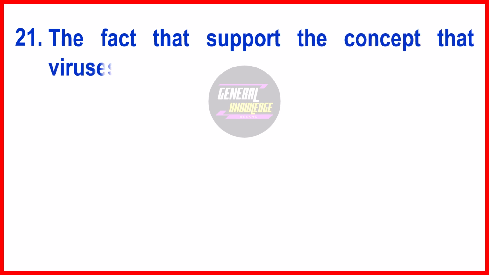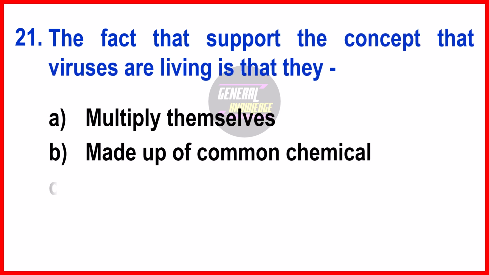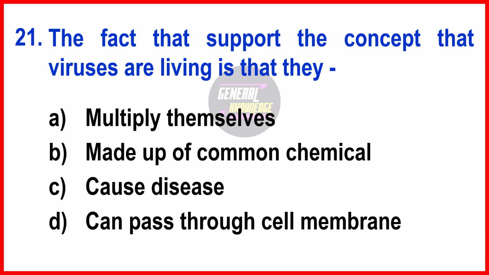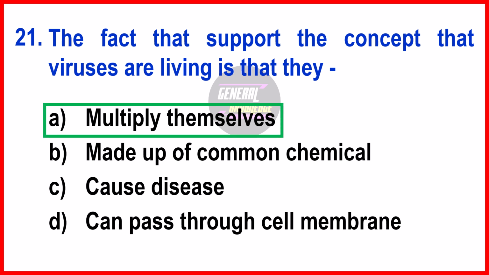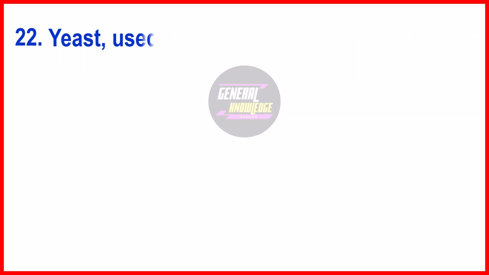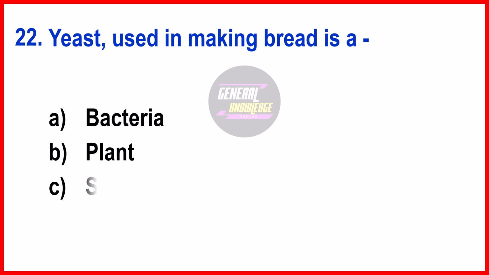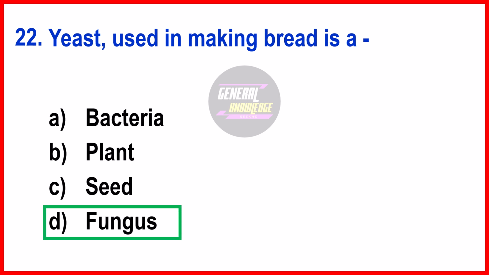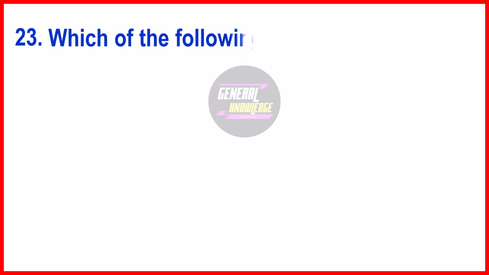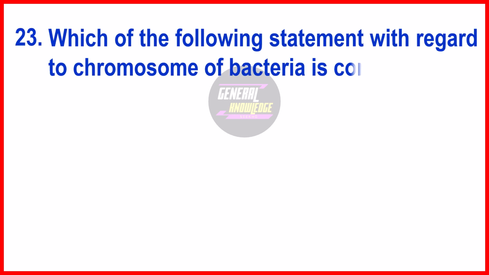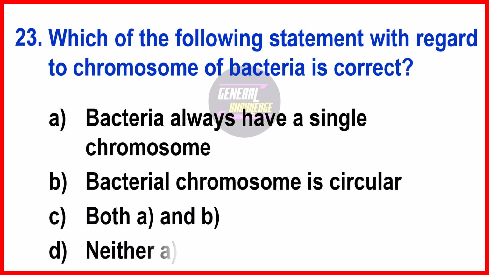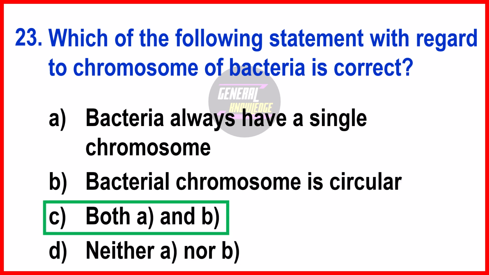The fact that supports the concept that viruses are living is that they, the right answer is option A, multiply themselves. Yeast used in making bread is a, the right answer is option D, fungus. Which of the following statement with regard to chromosome of bacteria is correct? The right answer is option C, both A and B. Bacteria always have a single chromosome and bacterial chromosome is circular.